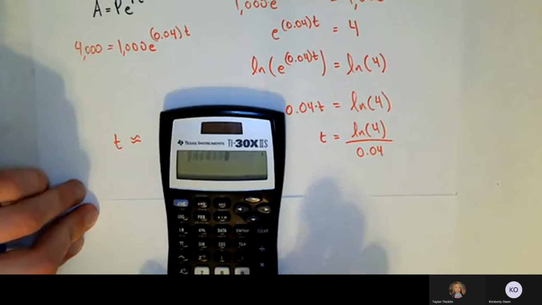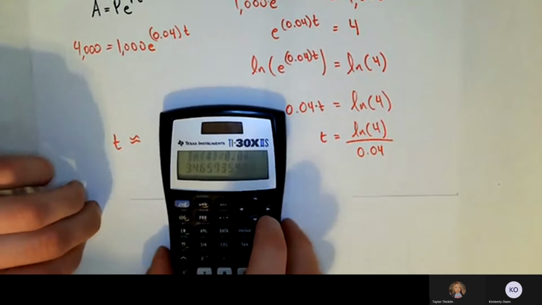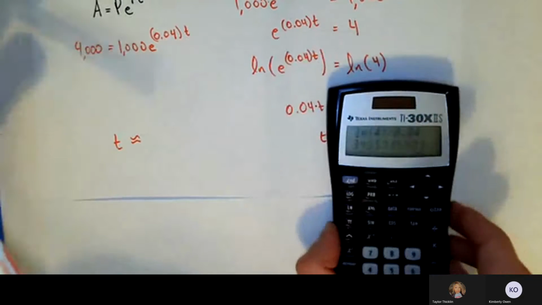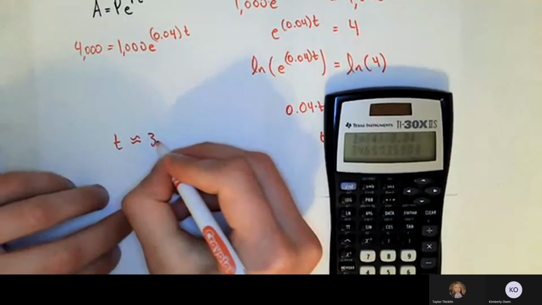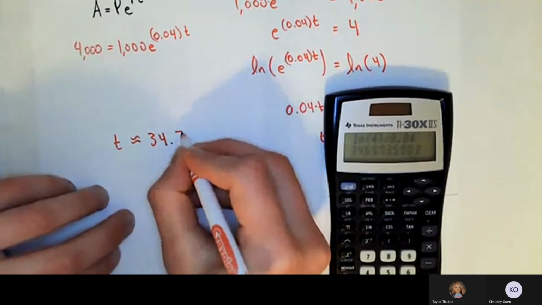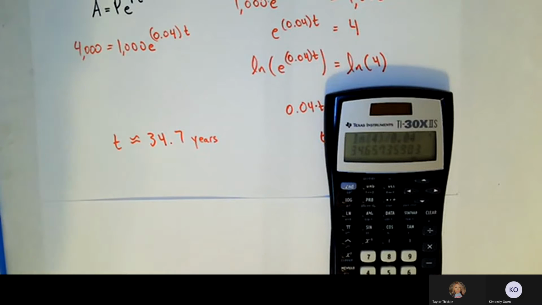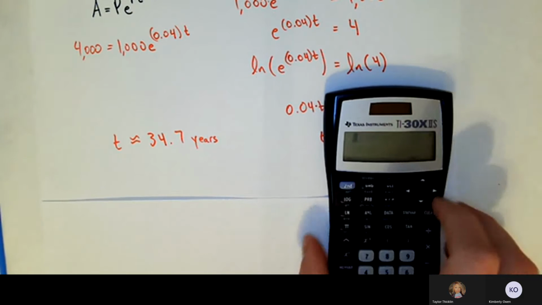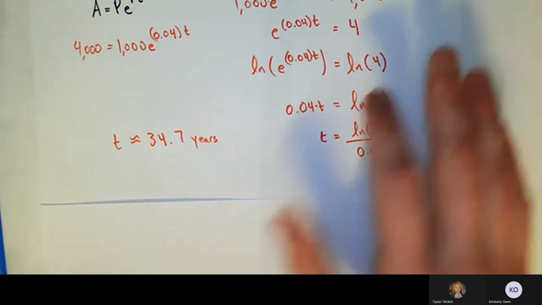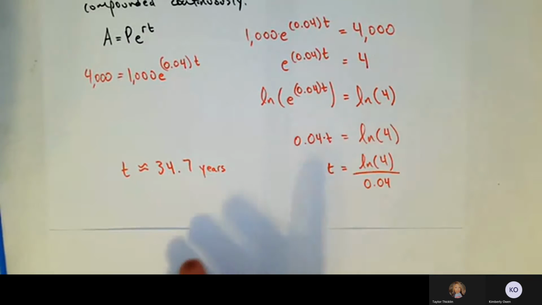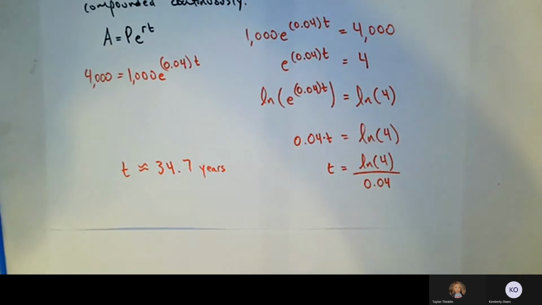So ln of 4 divided by 0.04 is 34.657. If I round to the tenths place, 34.7 years. So roughly 35 years is how long it would take. So that's just one example, an application of exponential or log equations in finances.